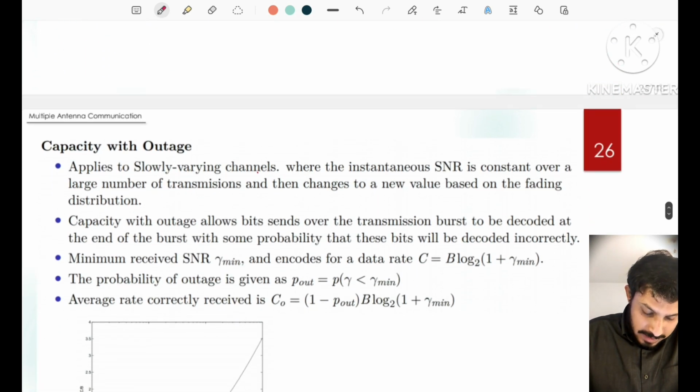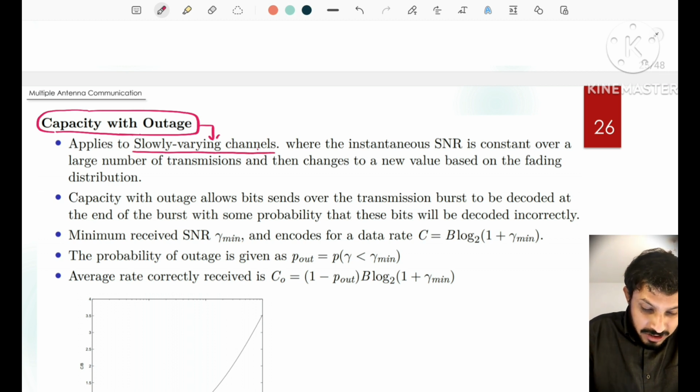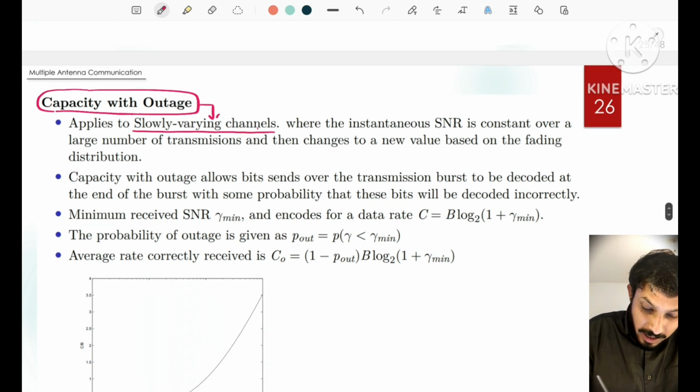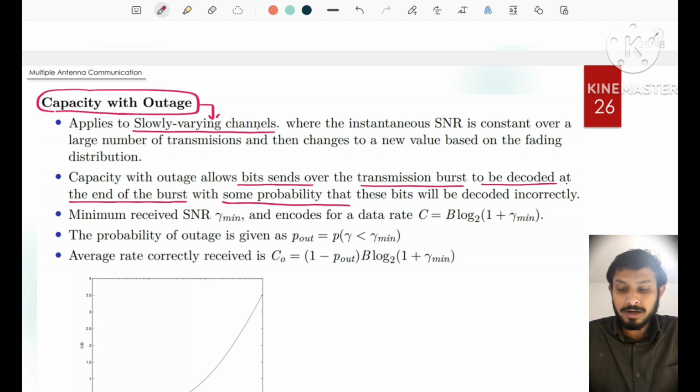So the next is capacity with outage. Capacity with outage is usually considered for slowly varying channels, and it allows bits sent over the transmission burst to be decoded at the end of the burst with some probability that these bits will be decoded incorrectly.